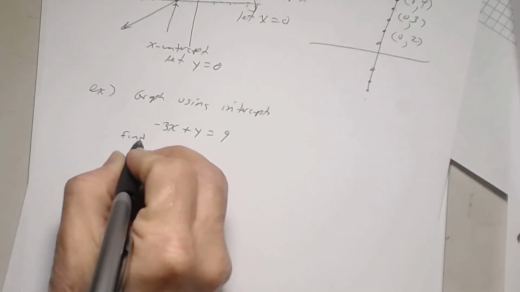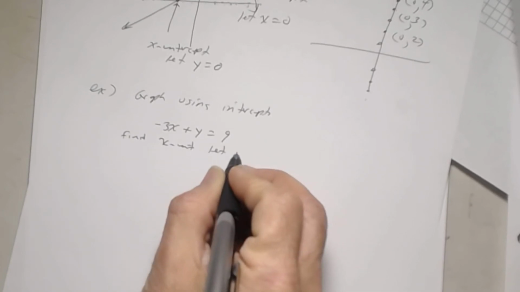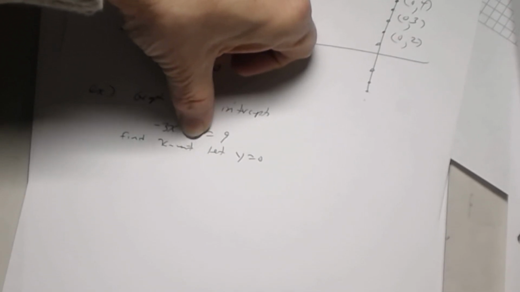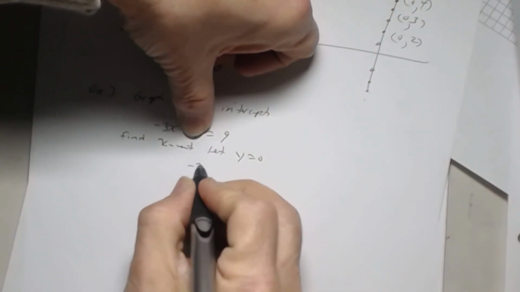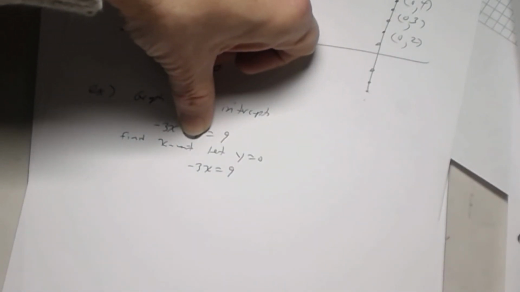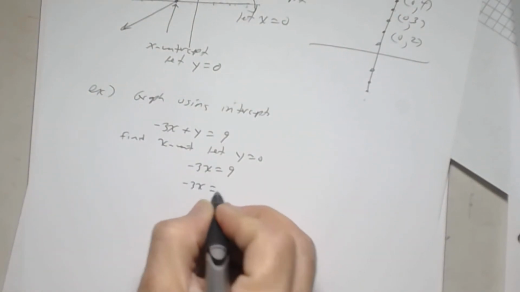If I want to find the x-intercept, I'm going to let y equal 0. In other words, the term that has y is 0. So what equation is left? And all you do is get x by itself. How do you get x by itself? Divide by negative 3.